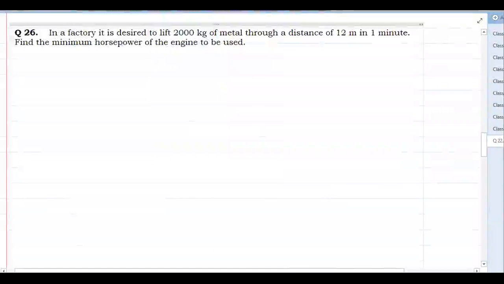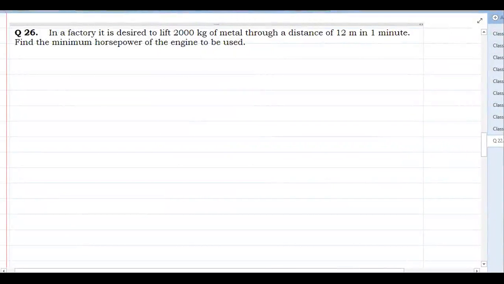Solve this question. In a factory, it is desired to lift 200 kg of metal through a distance of 12 meter in 1 minute. Find the minimum horsepower of engine to be used. Okay, so we have to lift an object of mass 200 kg of metal through a distance of 12 meter in 1 minute. So how much will be the increase in potential energy?